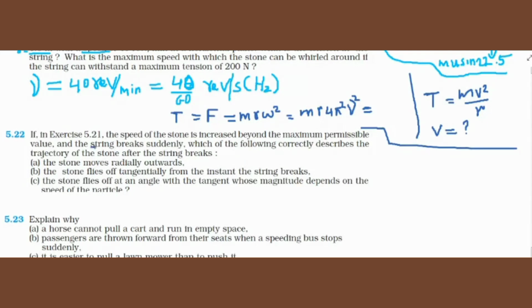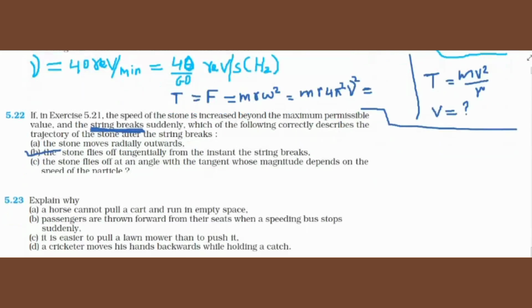The string breaks. All the objects move in the direction of their velocity. For an object traveling in a circular path, the direction of its instantaneous velocity is tangential to the circular path. So the moment the thread breaks, it will continue to travel in the direction of its velocity. In inertia also we have discussed this matter. So option B is the answer: it flies off tangentially, because its velocity is tangential.